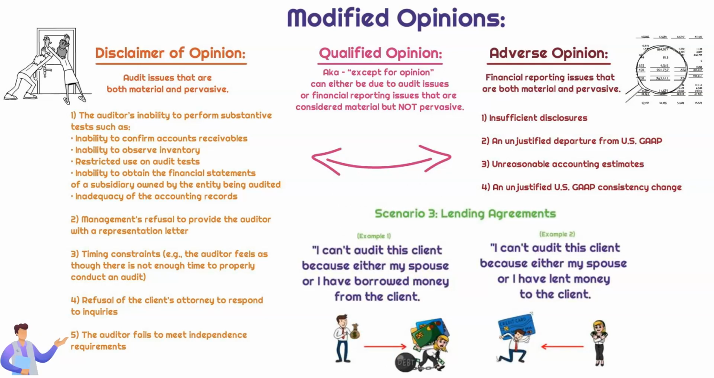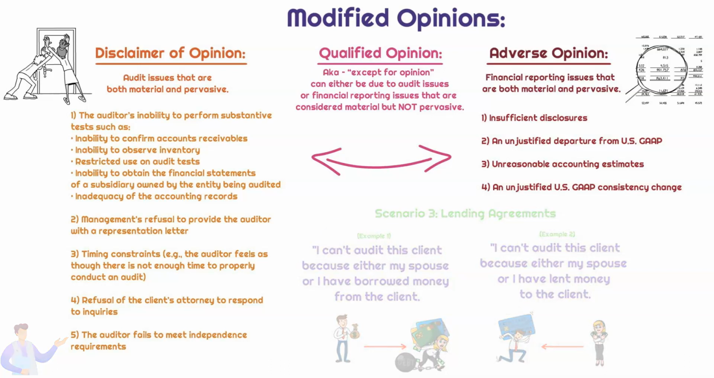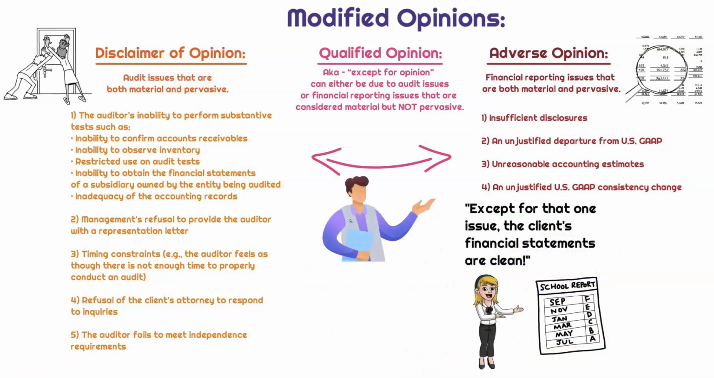Okay, so an example there would be if the audit was required by law. Okay, and that qualified opinion can also be thought of as an except for opinion. And again, it can be issued for both audit issues, right, departures in generally accepted auditing standards, as well as financial reporting issues. Okay, so departures from US GAAP. And essentially what we're saying here is, except for this one incident, everything else in the financial statements is clean. Okay, which is why sometimes these are referred to as except for opinions.